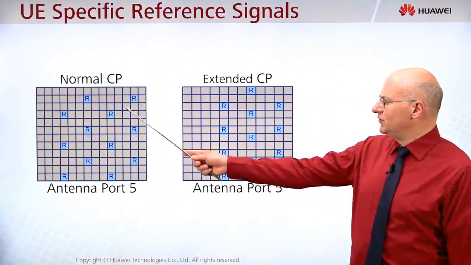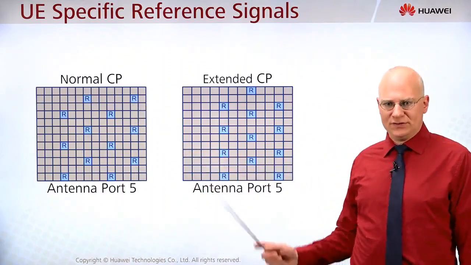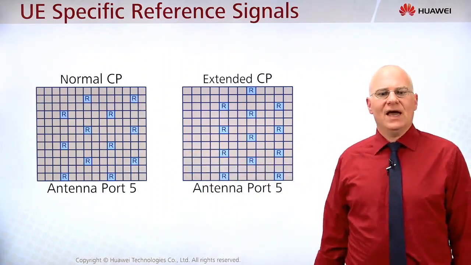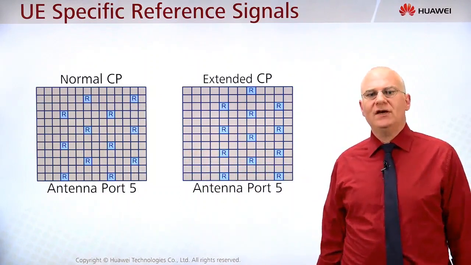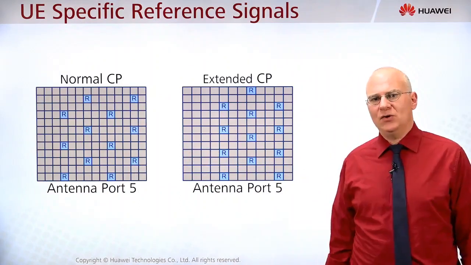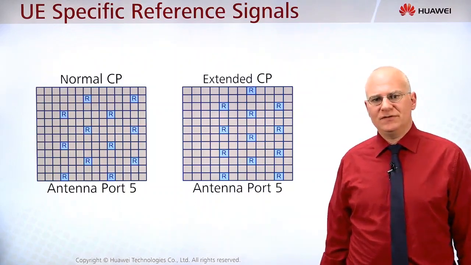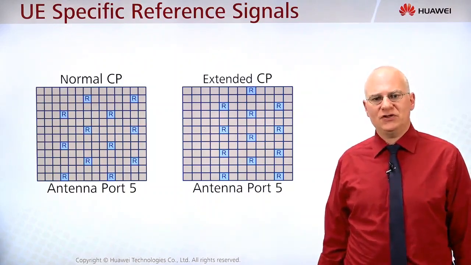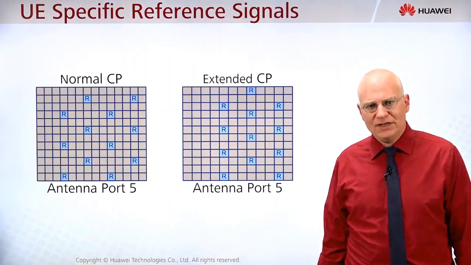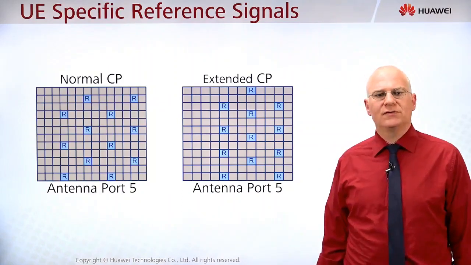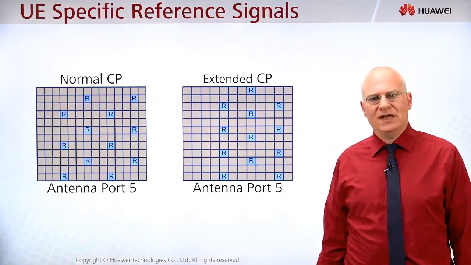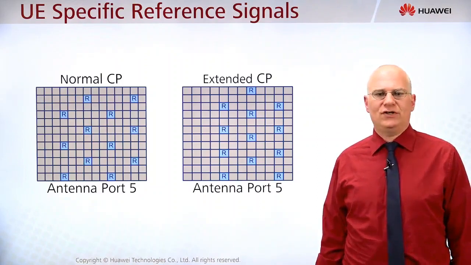You see the configuration for normal CP and for extended CP. And not shown here, but also now defined, are the CSI reference signals. These are channel state information. They are very seldom sent and only used for measuring the level or the channel quality.